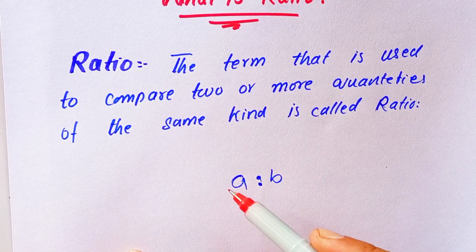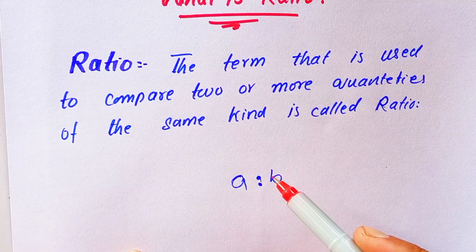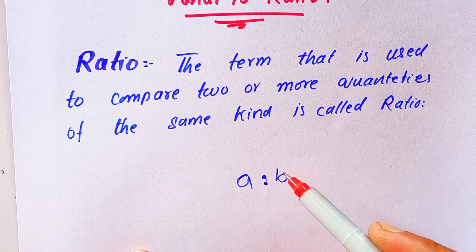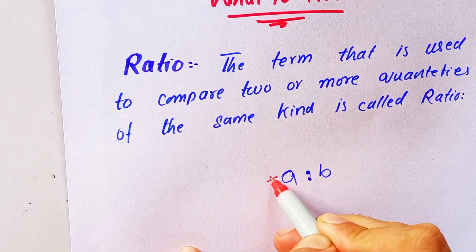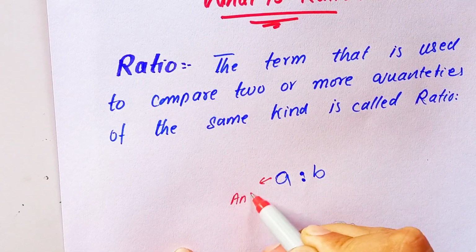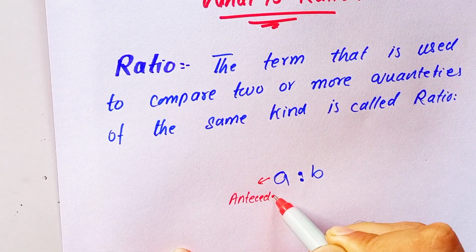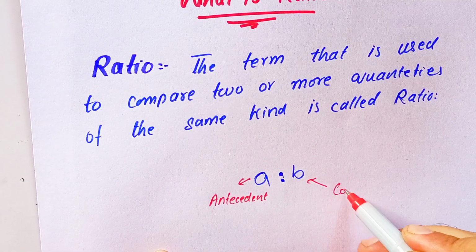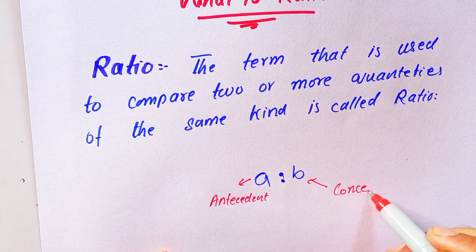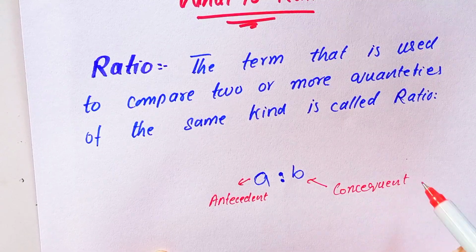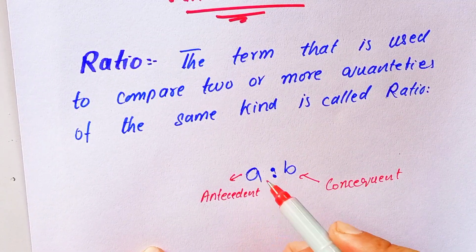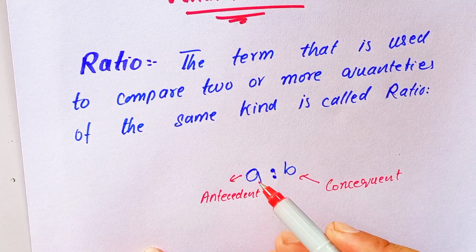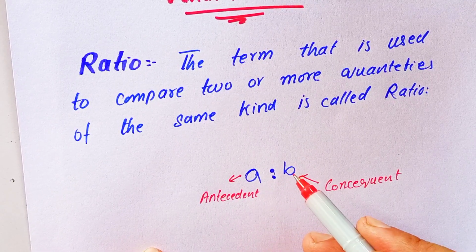The first quantity is called the antecedent of the ratio and the second quantity is called the consequent of the ratio. So the first quantity is the antecedent and the second quantity is the consequent of the ratio. It is spelled as A ratio B or A is to B. A ratio B represents the ratio between the quantity A and the quantity B.